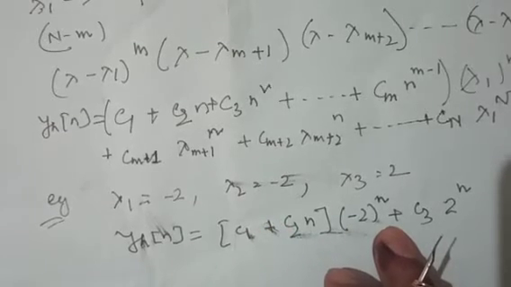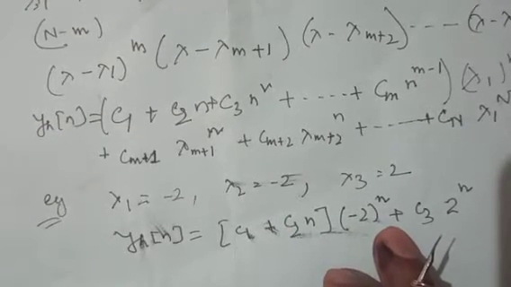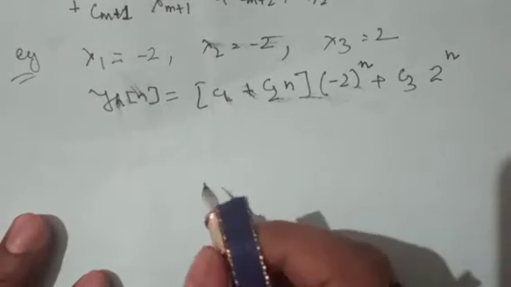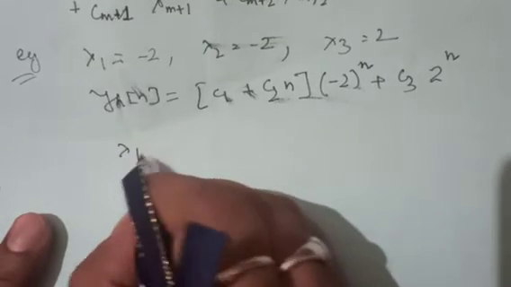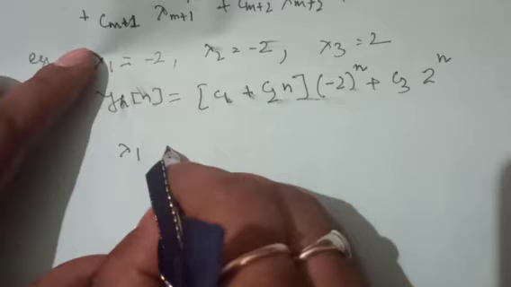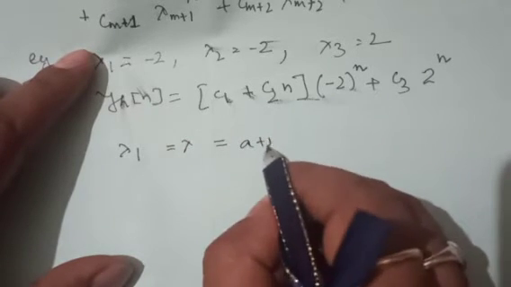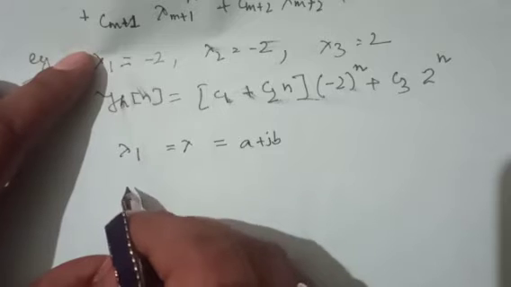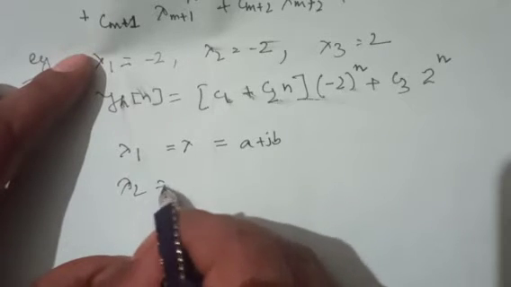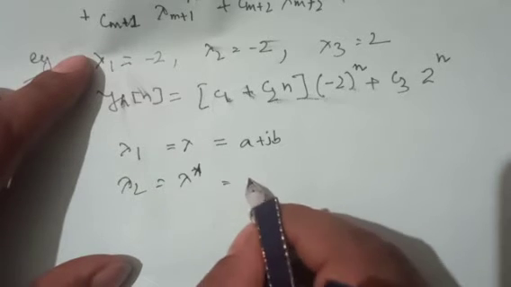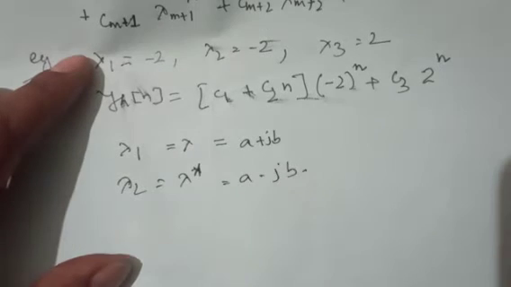Now if the roots are complex, then how can we write? If the roots are complex, then we can write, say for example, let lambda 1 be equal to a plus jb, if it is a complex root. Similarly, say lambda 2, for example, is the complex conjugate of this, then it will be a minus jb.